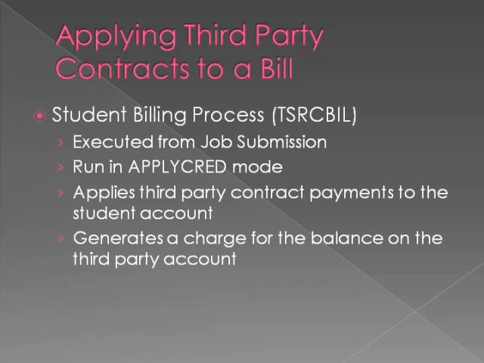Okay, to get my third-party contract to apply to my student bill, I have to actually execute the student billing process, TSRC bill. This process is executed from job submission, and you have to execute the process in apply credits mode. So in the run mode parameter setting, you would type in APPLYCRED. What this does is it applies your third-party contract payments to your student account, and then it generates a charge for the balance on the third-party account.